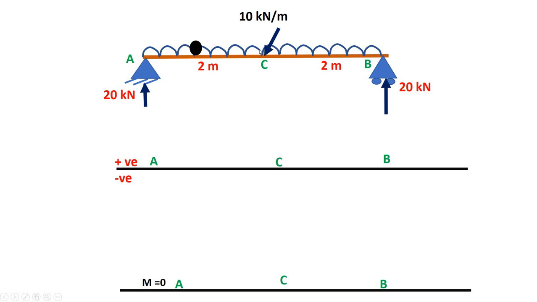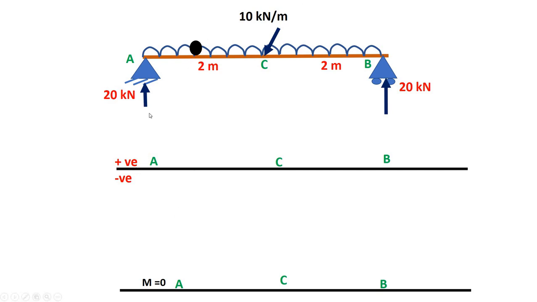Now let us solve the next example, right? Here the total load is 10 into 2 plus 2, that is 4, that is 40 kilonewton, that will be distributed among two supports, right? So the reactions are 20 and 20, right?